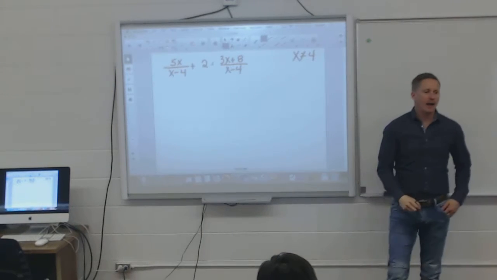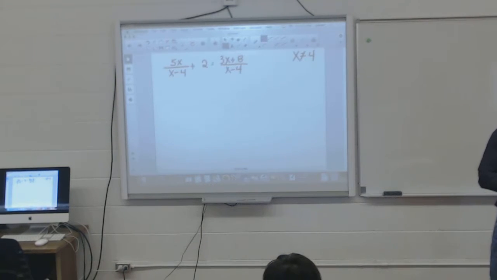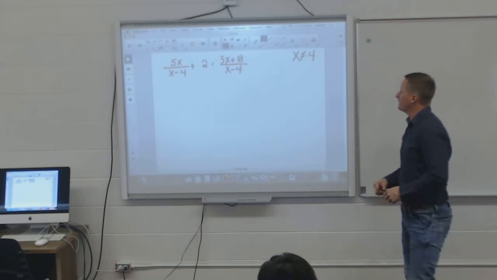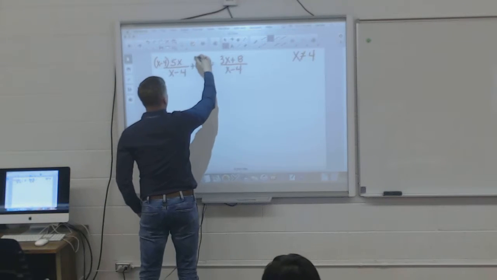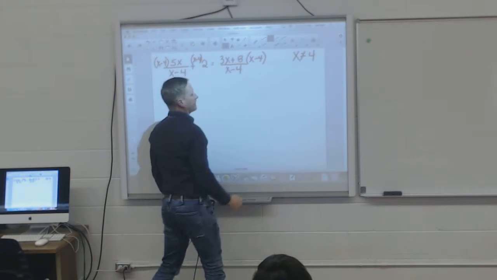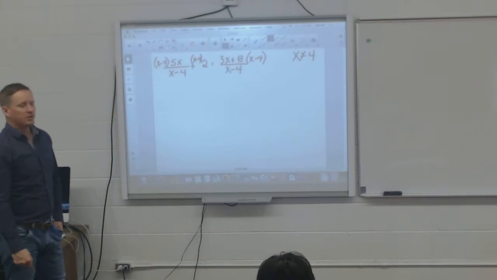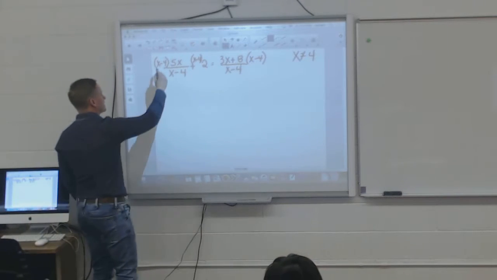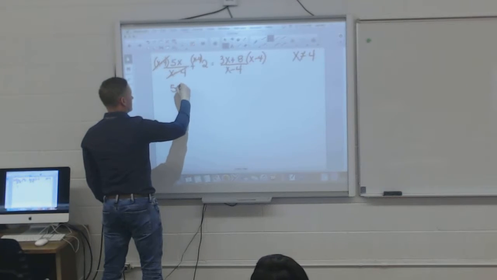Okay. After that, now I want to get rid of my denominator. How do I get rid of my denominator? So what am I going to multiply everything by? X minus 4. Everything's going to be multiplied by x minus 4. So this is x minus 4 times this, x minus 4 times this, and x minus 4 times that. Okay, that's it. All right. So now I want to cancel where I can cancel and then write what I have left. So this is going to cancel with that. What do I have left? 5x.